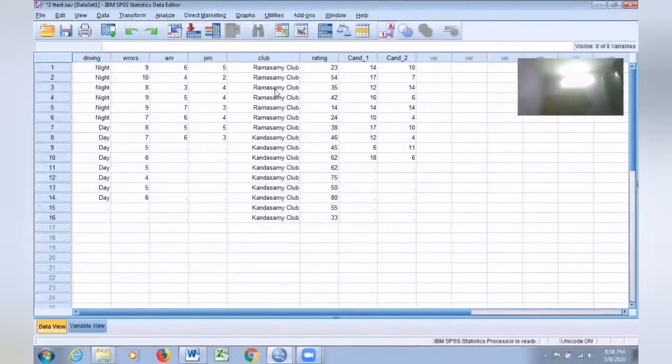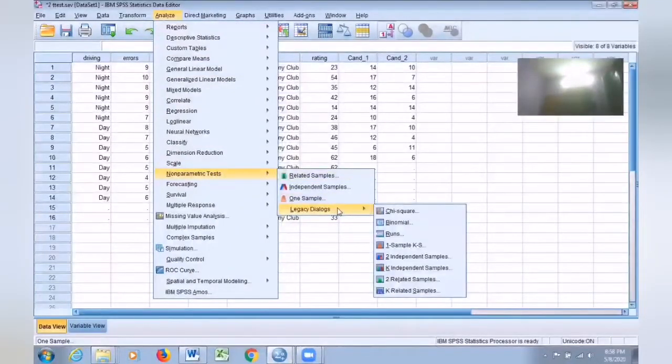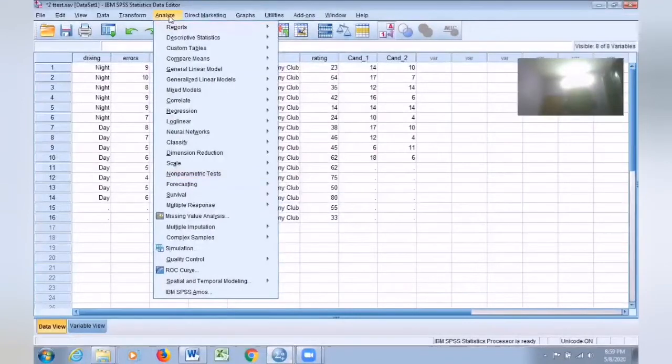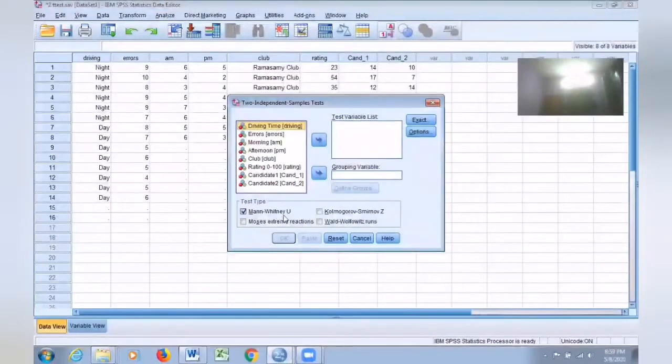Fine. Where to go? Go to analyze, come down to non-parametric, legacy dialogs, and under legacy dialogs, select two independent samples. Here you can see Mann-Whitney is selected by default. There are some other tests also, but I'll go for Mann-Whitney. And what are the variables? Here, club and rating. Club is the independent variable. I send it to grouping variable.